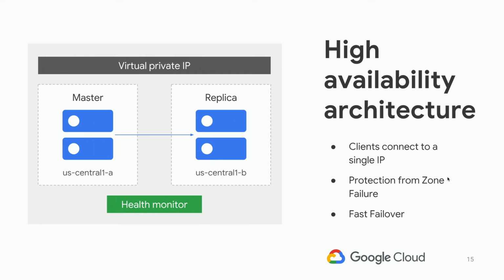So we have our own health monitor that monitors the instance. We monitor the health of the processes, and if anything goes wrong, we automatically failover. And the failover time is actually very, very fast. It's actually in the order of seconds. So in terms of application availability, you get pretty good high availability with the standard tier instance.